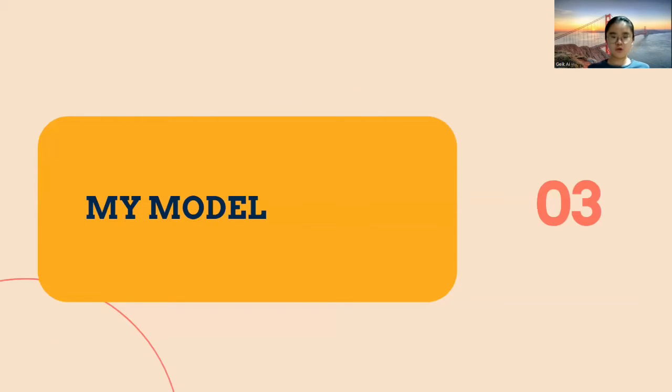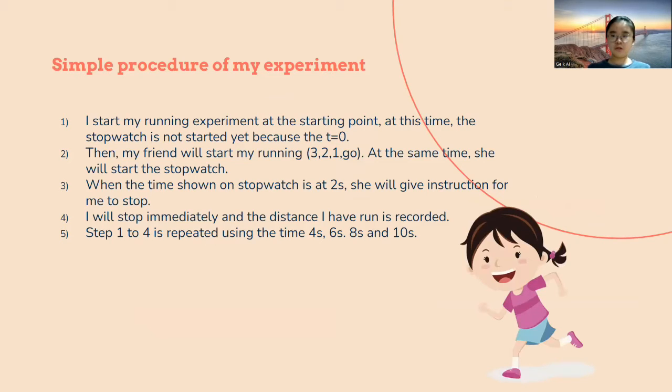So now I'm going to present my model. For this activity, I have planned out some experiments. So now I'm going to cover the procedure of my experiment. First, I start my running experiment at the starting point. At this time, the stopwatch is not yet started because t must be 0 because the experiment hasn't started.